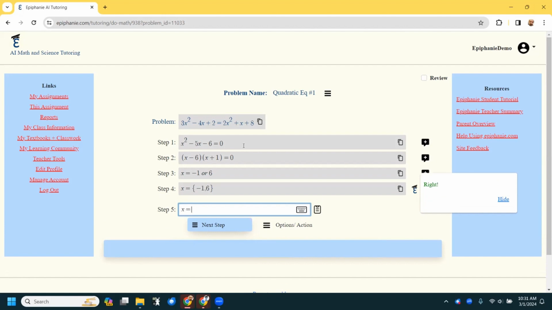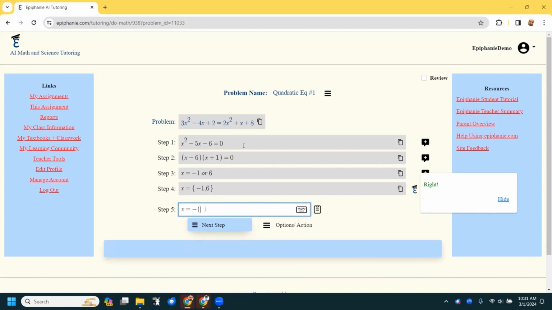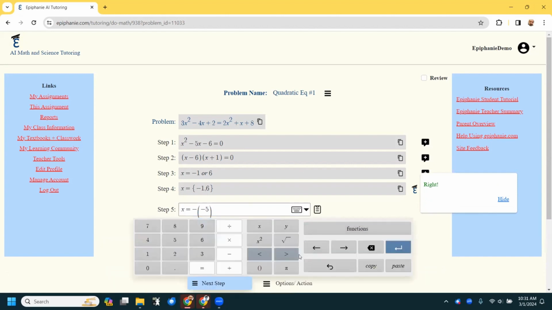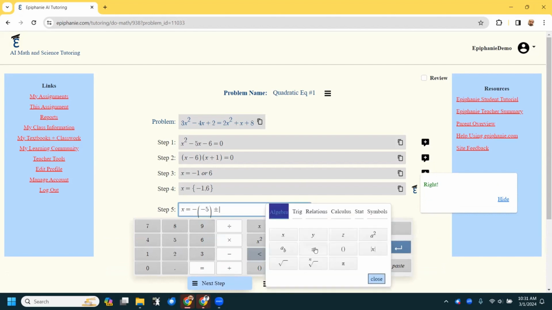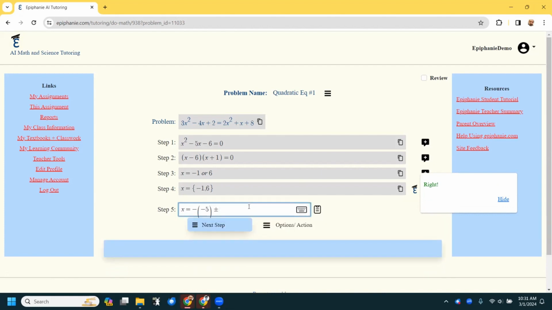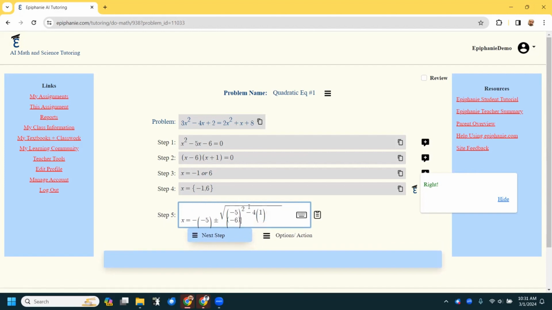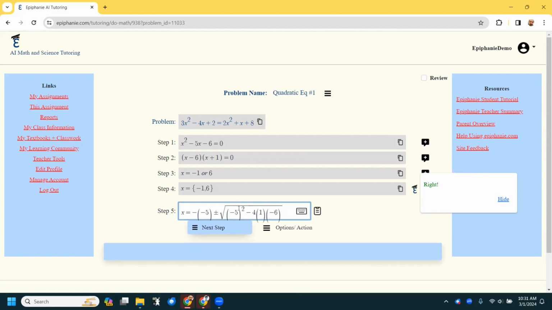If I wanted to, I could say x equals, and I'll make a fraction, negative, let's do this, -5 plus or minus. There is a shortcut for it, but I'm going to show right here. We have the shortcut in our functions. I just type -5 plus or minus. Backslash square root, SQRT, is the square root shortcut. Square root of -5 squared minus 4, 1, -6.